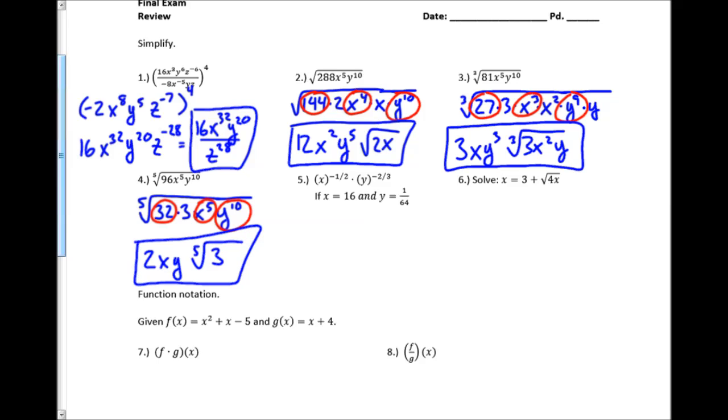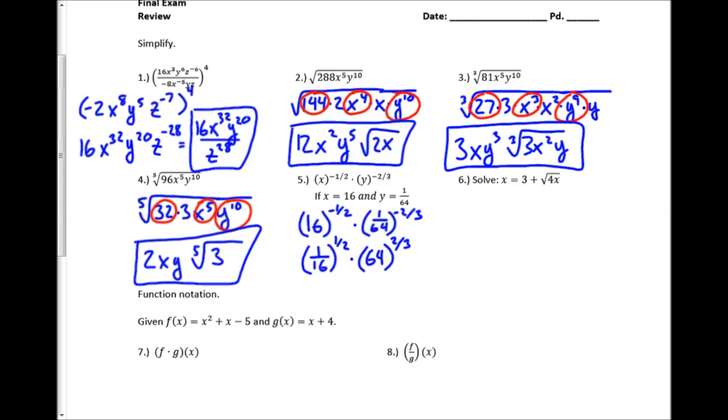For the next one, I'm just substituting these values in. So I've got 16 to the negative 1/2 power times a 1/64th to the negative 2/3 power. The first thing I'm going to do just to clean this up a little bit is take care of these negatives. Remember, negative exponents just flip this thing. So this is going to give me a 1/16th now to the positive 1/2. That's what the negative portion of the exponent does. It flips whatever's in those parentheses. Same thing here. It's going to flip this guy now to the 2/3 power.